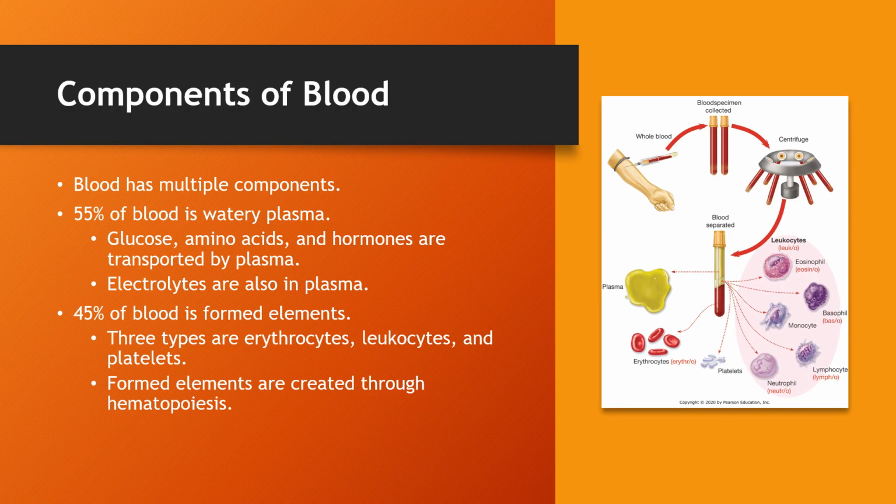The blood has multiple components. 55% of the blood is made of a watery substance called plasma, and in the plasma you'll have glucose, amino acids, and hormones that are transported by the plasma to different tissues of your body. And you're also going to be able to find electrolytes. The other 45% of your blood is called the formed elements. And there are 3 types of formed elements: erythrocytes, leukocytes, and platelets. The formed elements are created through a process called hematopoiesis.